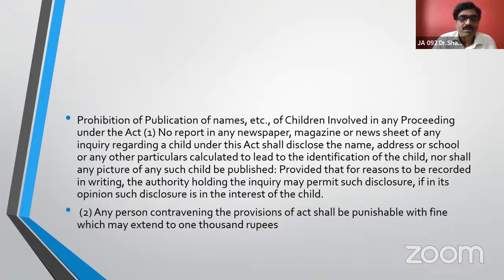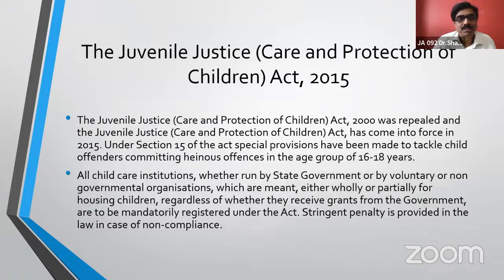As well as, any person contravening the provisions of the Act shall be punishable with a fine which may extend to 1,000 rupees. So that is the way it will be taken. This Act covers the Juvenile Justice, Care and Protection of Children Act 2015. So that also covers juvenile justice. Whoever the delinquent children are, whoever is involved in any kind of crime, for them there is a specific justice.